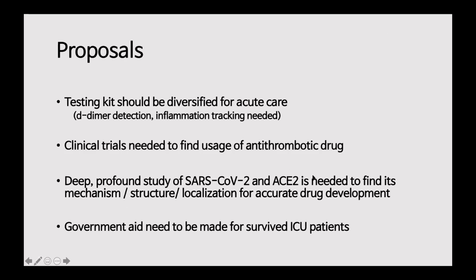And I believe that many scientists are doing it right now, and many research papers have been published. And finally, government aid has to be made for surviving ICU patients because, as I said before, if patients suffer from ARDS, they're likely to not be able to work or do normal jobs after they go out into society after they've been fully treated. So I guess government subsidies or something like that are needed for them to recover. So this is the end of my presentation, and thank you for listening.